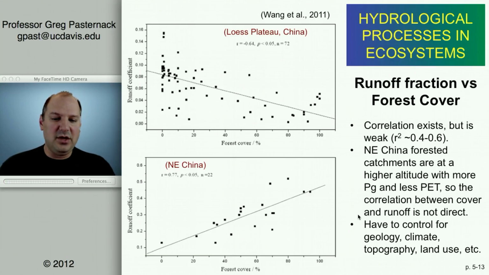So what this shows us is that you have to be careful with these kinds of relationships, especially when you're doing it at a regional or global scale. You have to control for things like geology, climate, topography, land use, soils, and so forth.